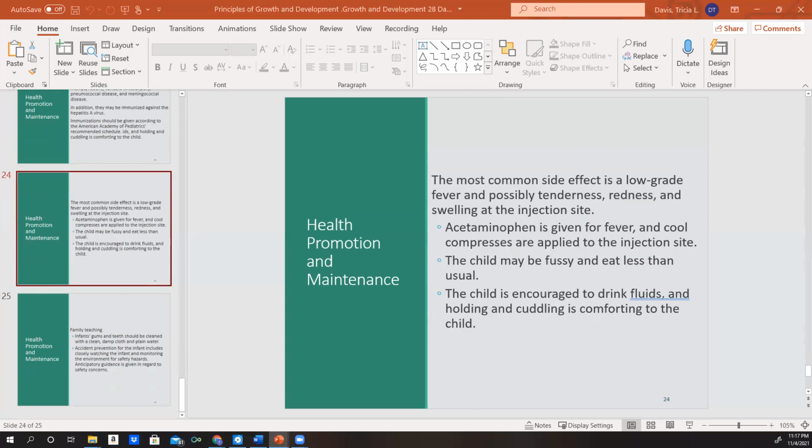Some of the side effects that we see with the immunizations, they can develop a low-grade fever for 24 to 48 hours after, always some tenderness around that site, redness, and swelling at the injection site. These are all common side effects. We can give acetaminophen for fever. We can give cold compresses at that injection site to help with that pain. We should know that the child may be fussy. They might want to sleep a lot. They might eat less than usual because they just don't feel good. We should always encourage the baby to drink fluids, hold them, cuddle them, and comfort them.